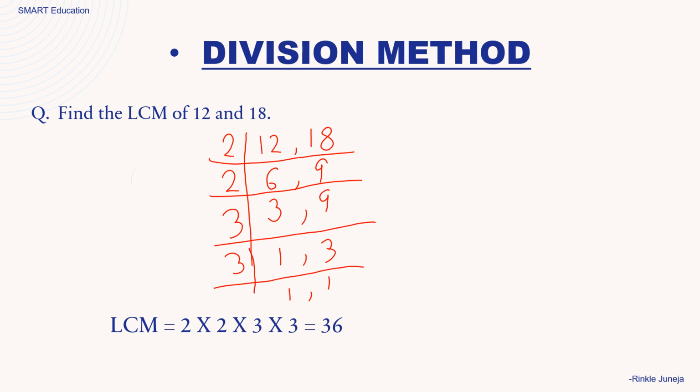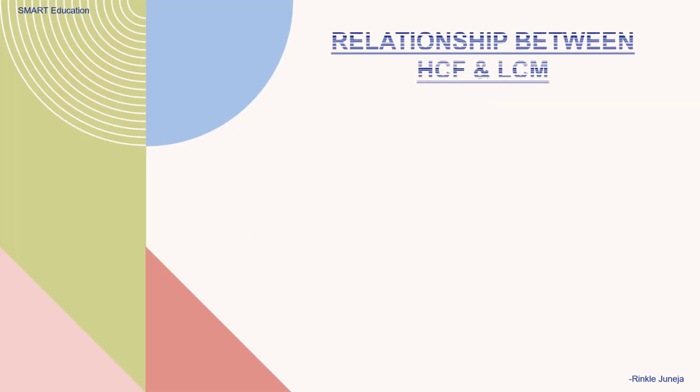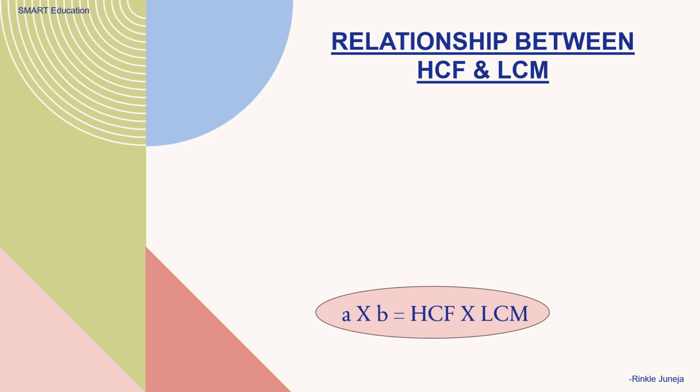Let's look at an interesting fact now. We'll now see a relationship between the HCF and LCM. The relationship says that A into B is equal to HCF into LCM, where A and B are actually the numbers. Like in this case, we have the numbers as 12 and 18. So here A is 12 and B is 18. We just found out that their HCF is 6 and their LCM is 36.